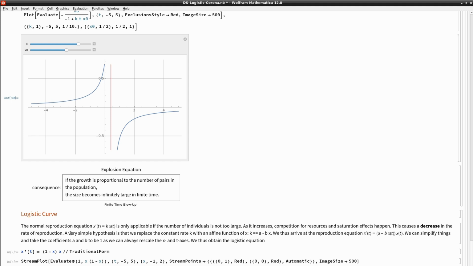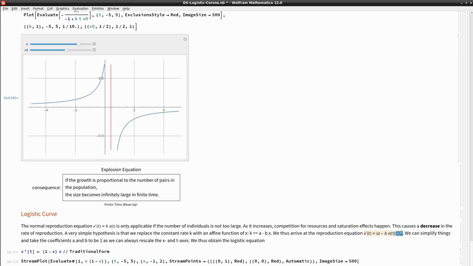If you take large cities like San Francisco, Los Angeles, or New York, they're so big that many people say, I'm not gonna move there. I don't want that. So there is a certain saturation that has happened. So a very simple hypothesis is that we can simply replace the constant rate k with an affine function a minus bx. So now as x increases, k becomes smaller. We thus arrive at a reproduction equation that is a minus b times x times x of t.